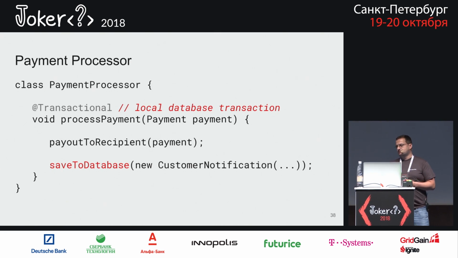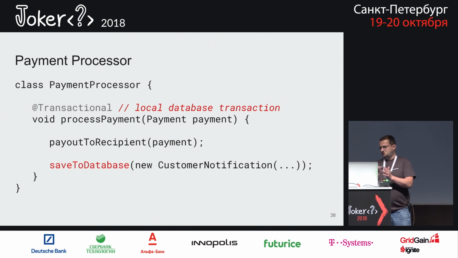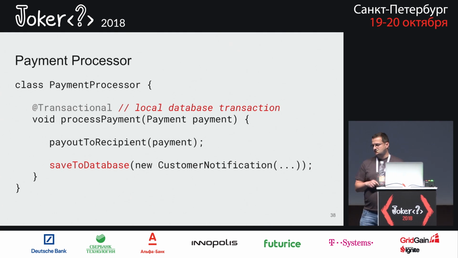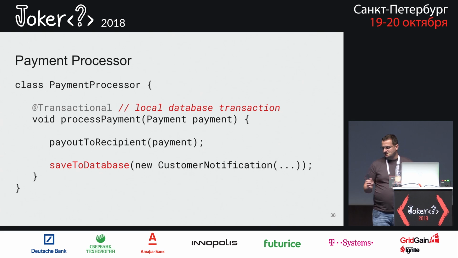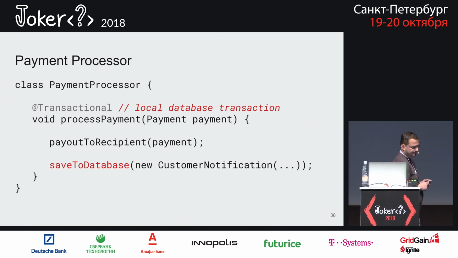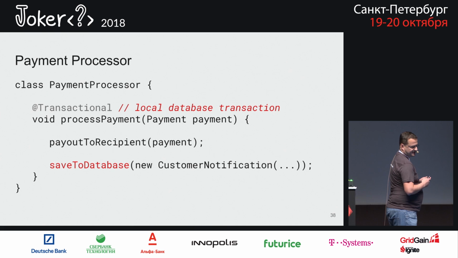So this is now what it looks like. We got rid of the GTA annotation. We don't have this call to the email client anymore. It's just a nice, local, and fast database transaction.